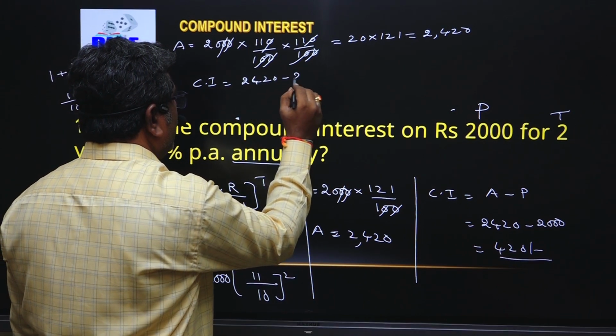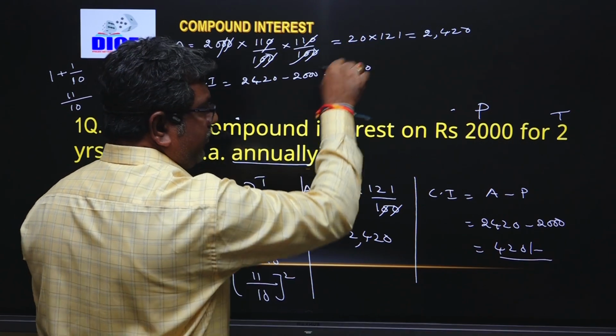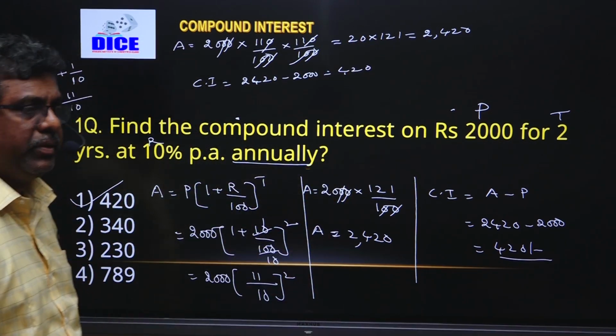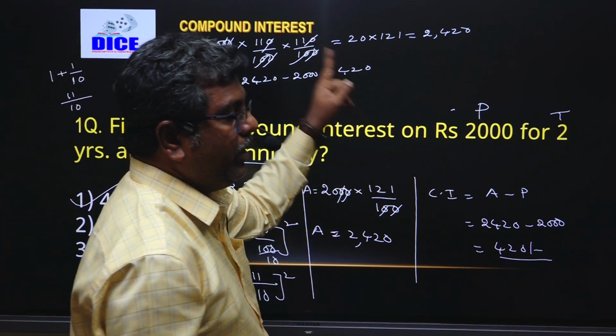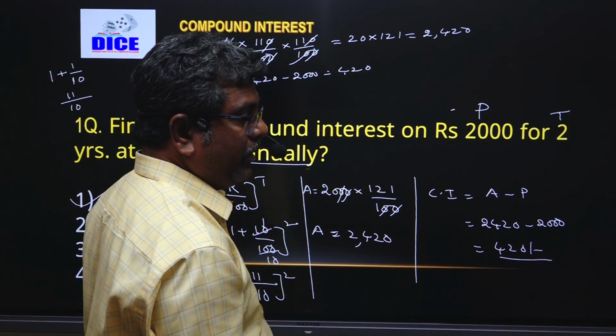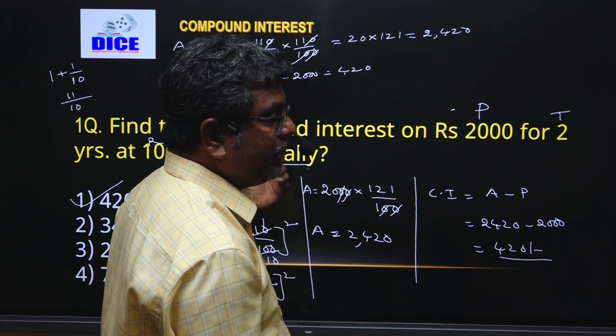2420 minus 2000. So the answer is 420. This is the best method. Don't use the formula, it's a waste. Okay, now you can do all the problems like this only. What is the principal? 2000. What is the R value? 10%. 100 + 10 is 110%. I mean 110% means 110 by 100.